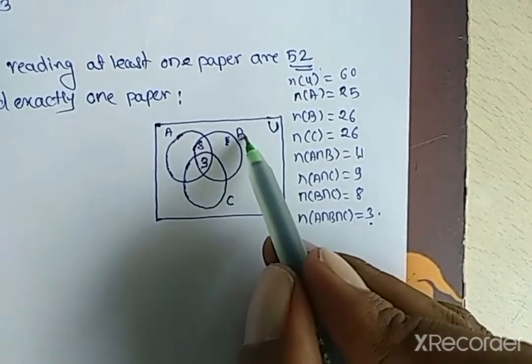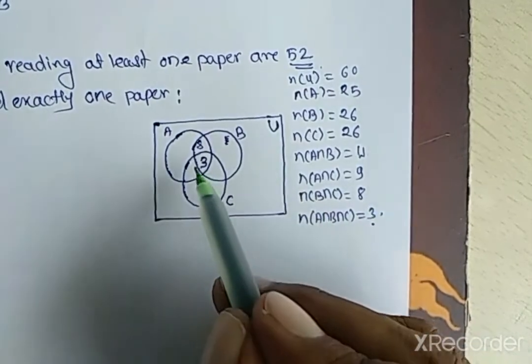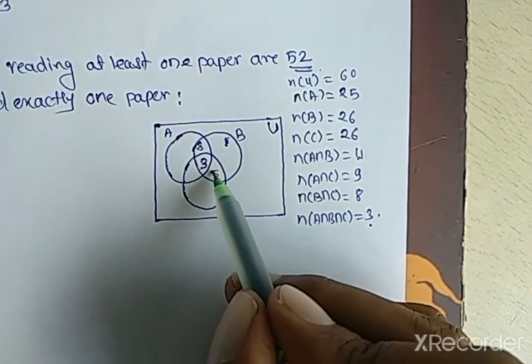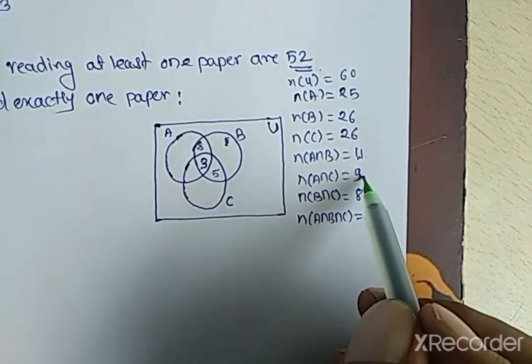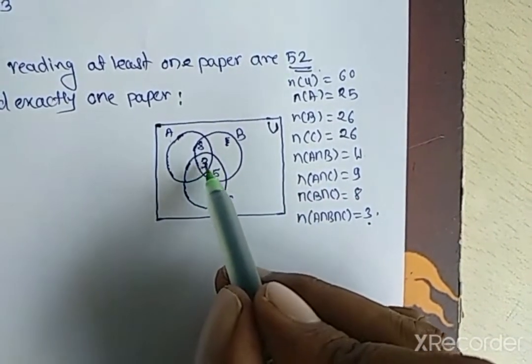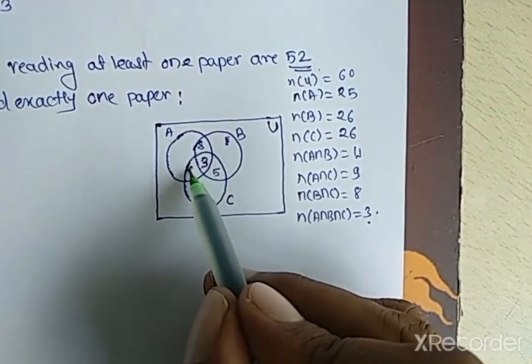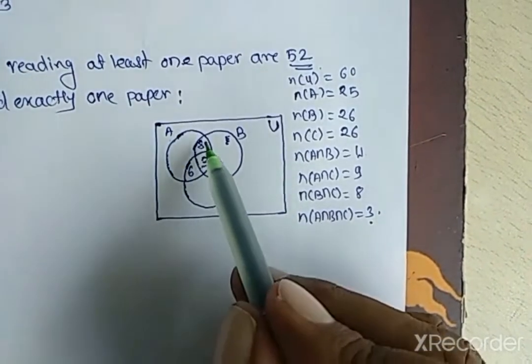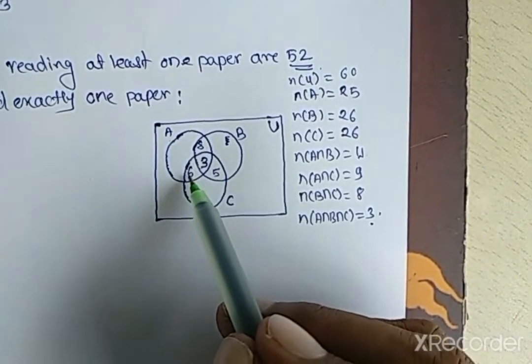Now similarly B intersection C is 8. 8 minus 3 will be 5. Also for A intersection C it is 9. So its remaining part is 9 minus 3, which is 6. Okay, so these are the values in the sets.